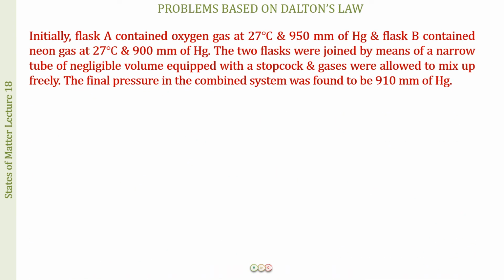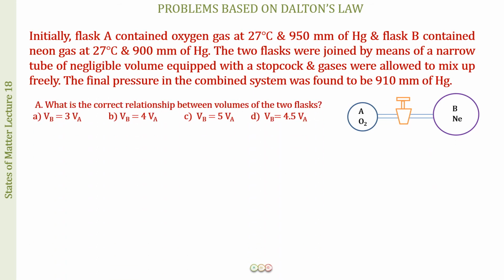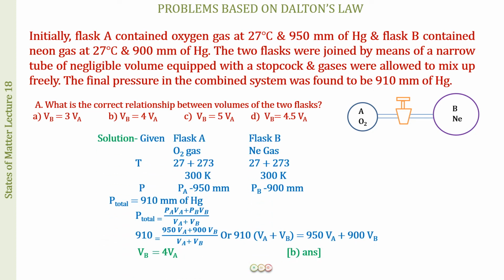So this is the comprehension that was given to us, and the diagram. Let us see what is asked for the first question. What is the correct relationship between the volumes of the two flasks? What is given to us is that we have flask A, which consists of oxygen gas. The temperature is 27 degrees Celsius, so 27 plus 273 is 300 Kelvin. The pressure of the oxygen gas is 950 mm, so we write PA as 950 mm.